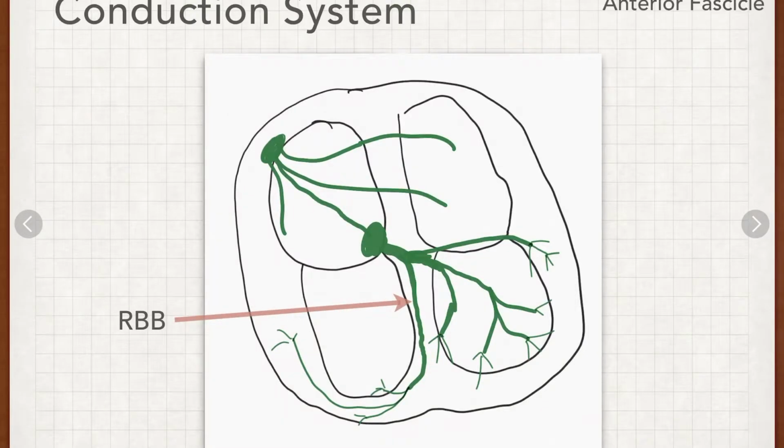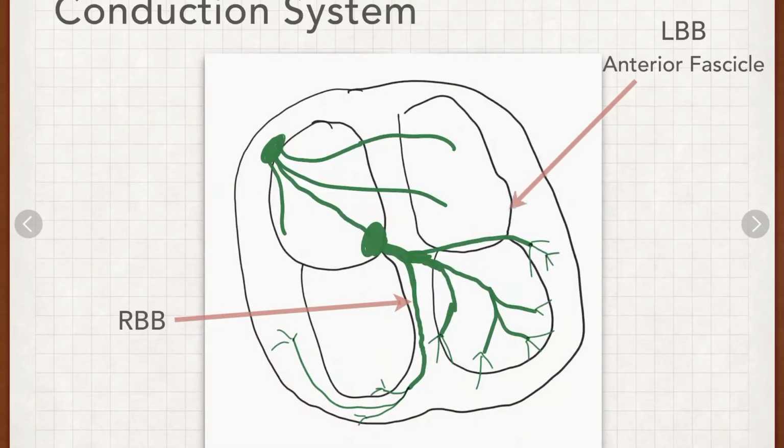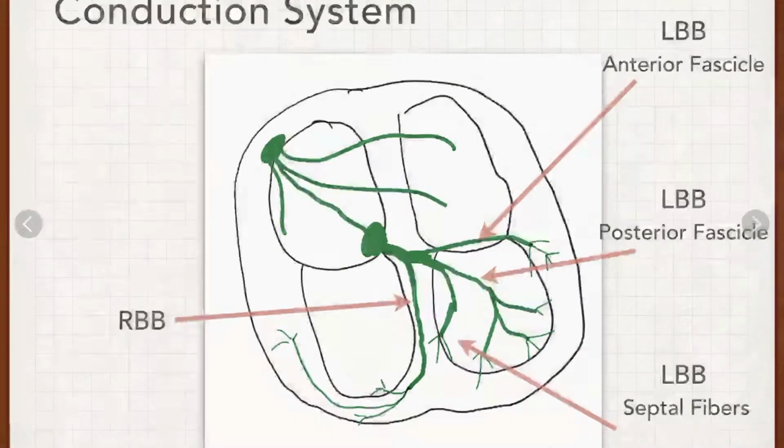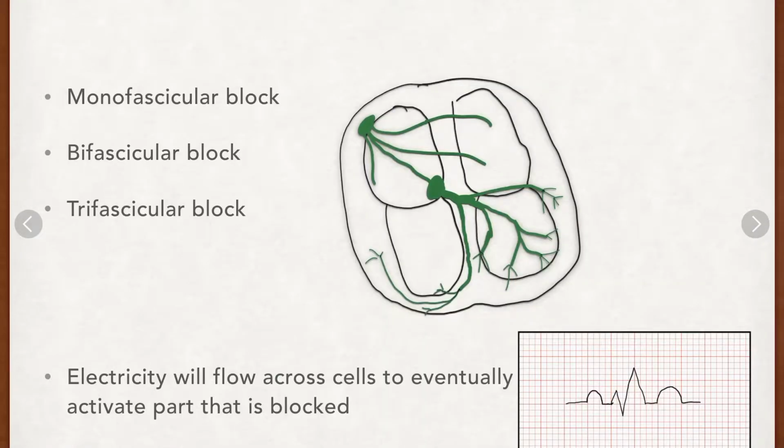There's the right bundle branch. We have the left anterior fascicle. We have the left posterior fascicle, and then we also have the septal. Although we don't really look at the septal block very often when we're talking about bundle branch blocks. Now we can have 1, 2, 3 of these blocks, so we can have a monofascicular, a bifascicular, trifascicular. If all 4 of the branches are blocked, it's a complete heart block, and then your patient has some other issues going on. You probably have a 3rd-degree heart block.